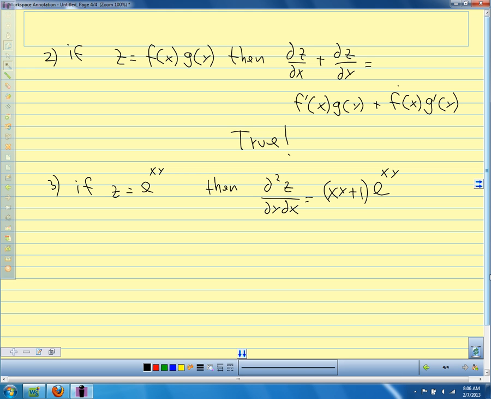Anybody have it? Yeah, it's true. So we're calculating dz dx first, that's what we do first. It turns out to be y e to the xy. And then if we take the derivative of that, d dy of y e to the xy does indeed come out to be xy plus 1 times e to the xy. So this is true.